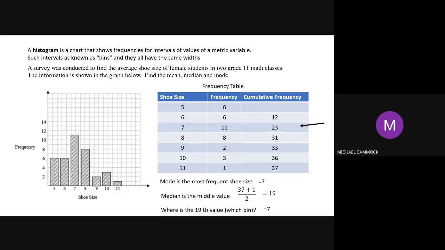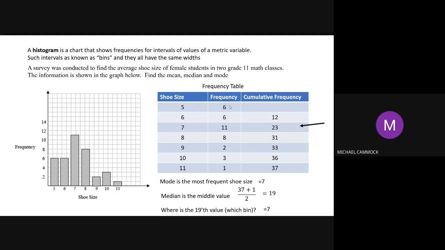It's the middle size. And let me just repeat why I'm saying it's the middle size. I need the 19th student to get to the middle size. I added 1 to the total number of students divided by 2. I got 19. You can do that for yourself. And I'm saying that I need to get to where the 19th student is.